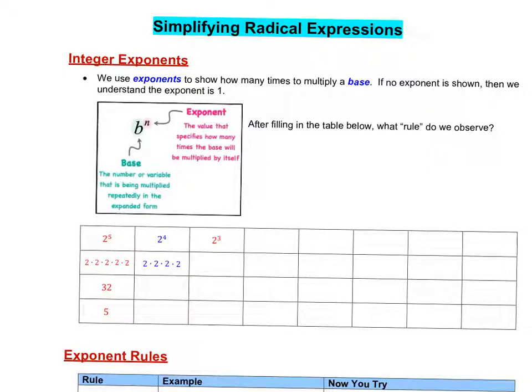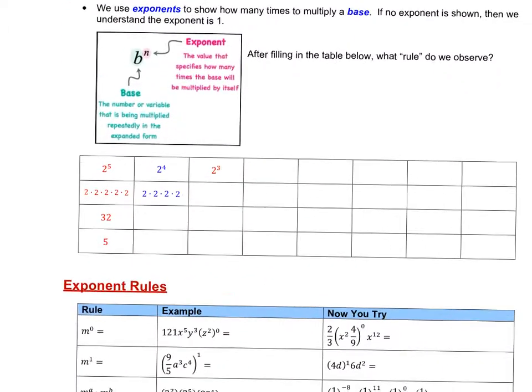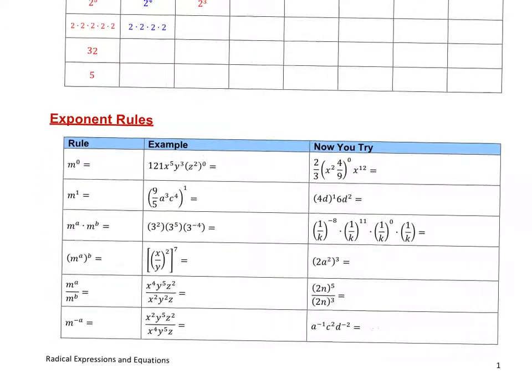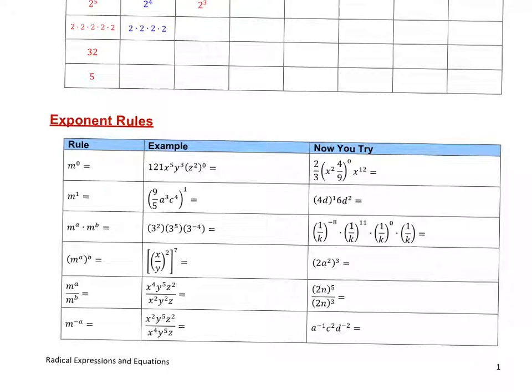This first table is great, and I'll go over it in class, but in order to save you guys time, I'm going to skip that first table for now. So let's take a look at exponent rules and remind ourselves of exponent rules.